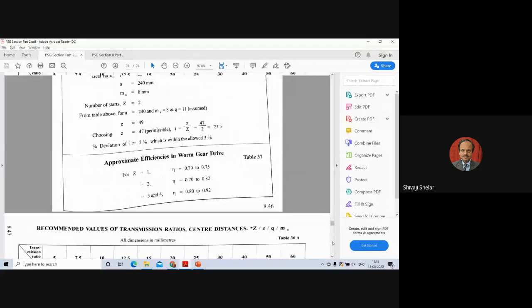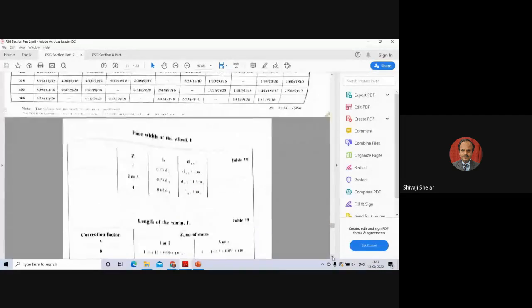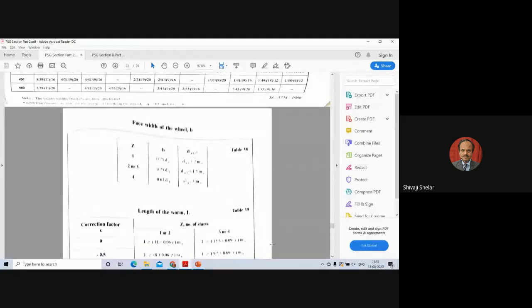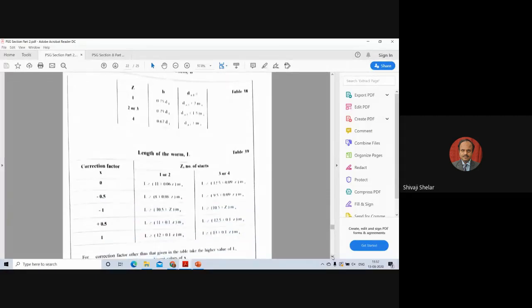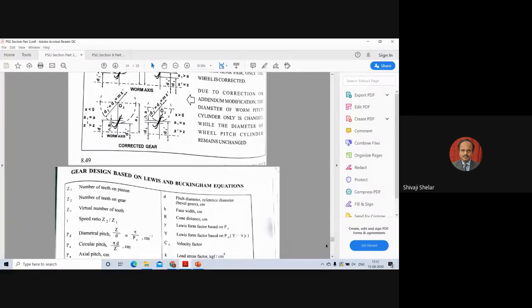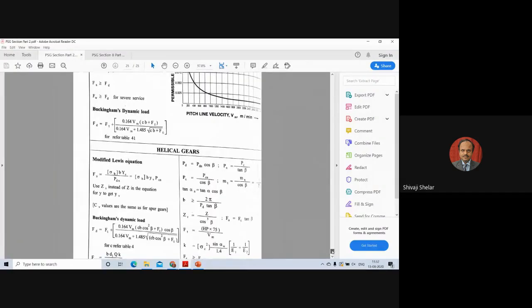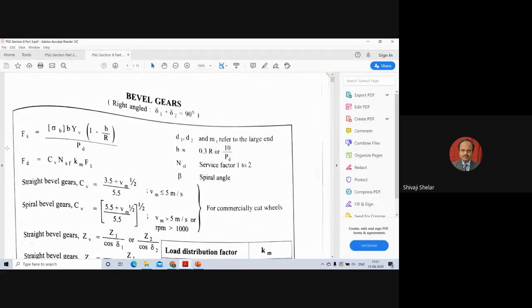Then I have shown you the designation. Based on the face width, the table value for the face width will be taken. Then any correction for the face width is given here, the correction for your worm length. Then we have different formulas for your worm width. It is on the next slide. I'm showing that. Yeah. Worm wheel formulas, your FS formula or SB formula.